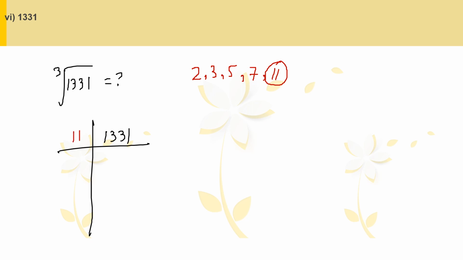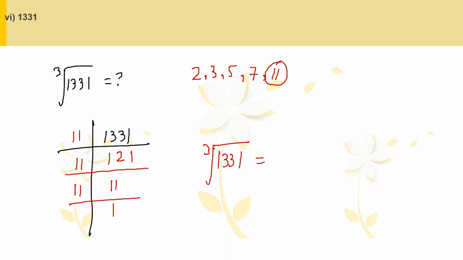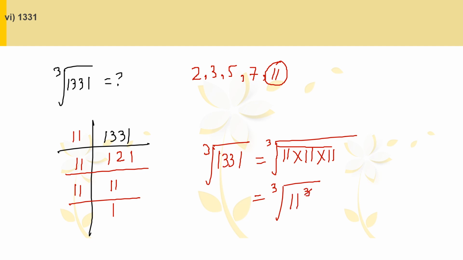So 11 multiplied by 1 is 11, 11 multiplied by 2 is 22, 11 multiplied by 1 is 11, 11 multiplied by 11 is 121, 11 multiplied by 1 is 11. So in a simple way, I got the cube root of 1331 as the cube root of 11 multiplied by 11 multiplied by 11, and only one combination is created, and I will get the cube root of 11 cube. This cube cancels with the cube root and I get just 11.